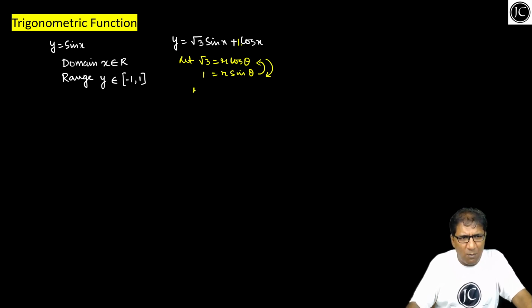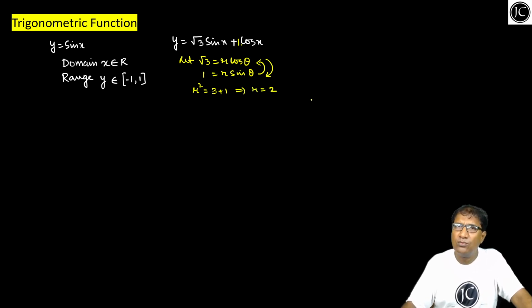add, हम लोग को पास क्या आ रहा है? r square is basically 3 plus 1 मतलब r is coming to 2. Okay? Therefore, this expression now becomes like what?